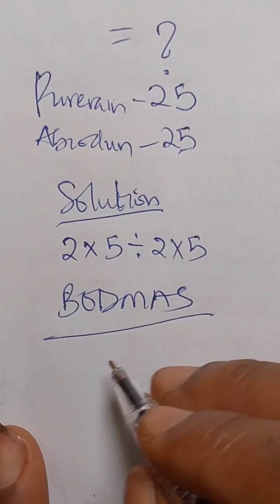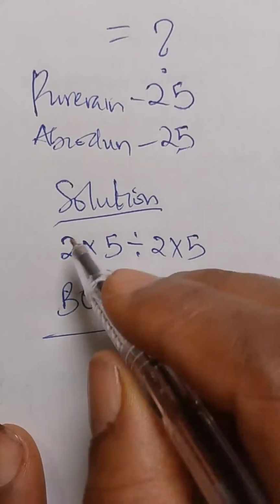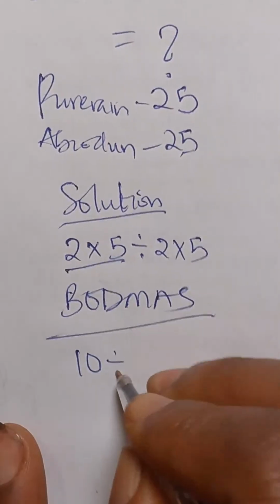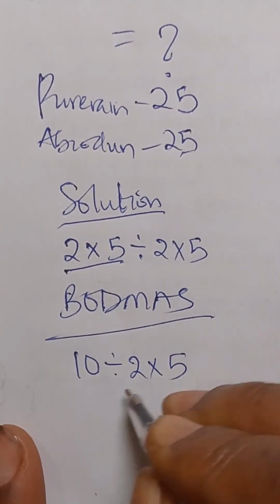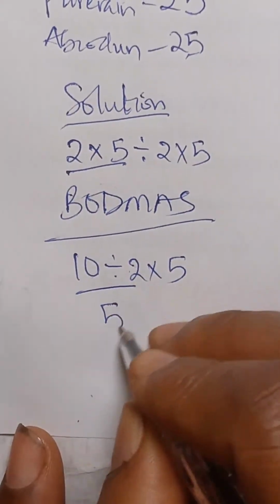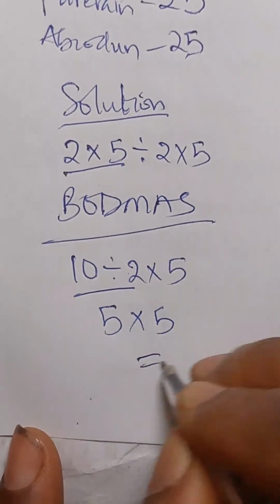So if we do that, we first multiply 2 times 5, which is 10, divided by 2, times 5. 10 divided by 2 is 5. 5 times 5 is 25.